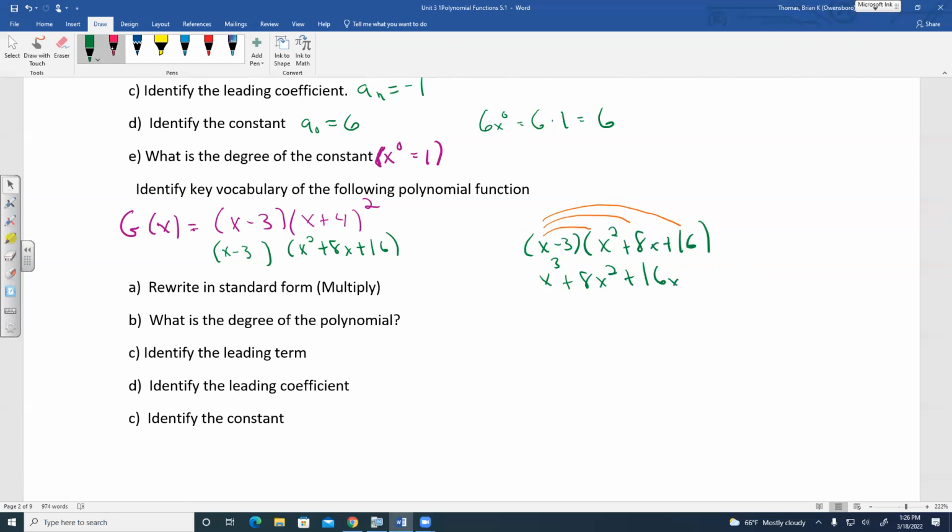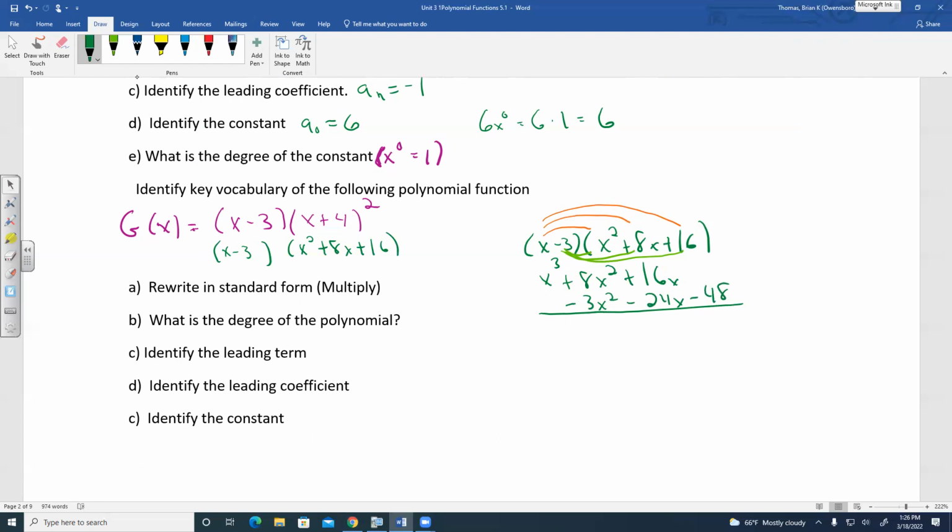Once you do that, we then have to bring the negative 3 through. So it's got to be a negative 3 here, this negative 3 to there, and this negative 3 over to there. So I have to do that distributive property with that negative 3 as well. So negative 3 times x squared is negative 3x squared, and I'm going to put this underneath to line up my like terms. Negative 3 times 8x is going to be negative 24x, line up my like terms. Negative 3 times 16 would be negative 48.